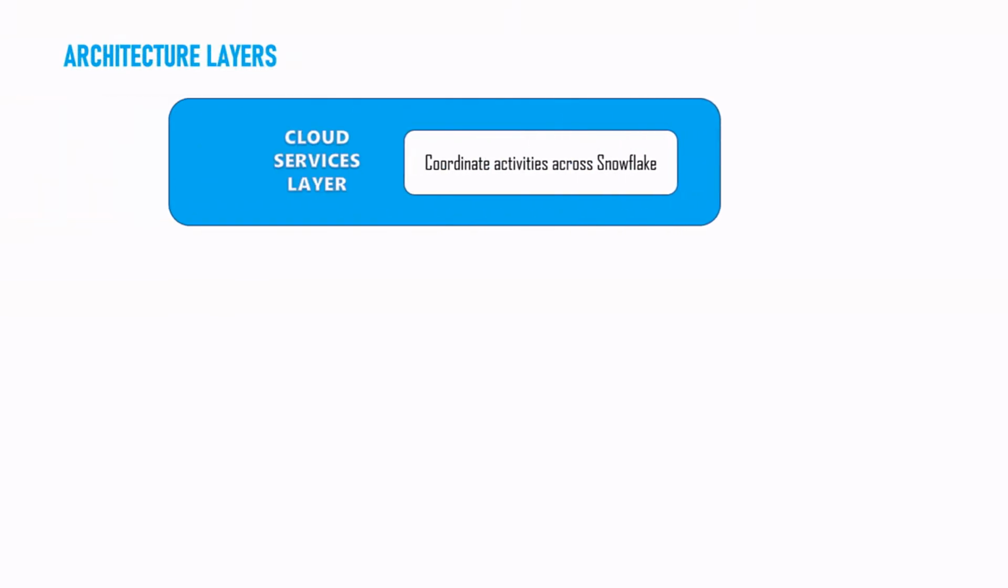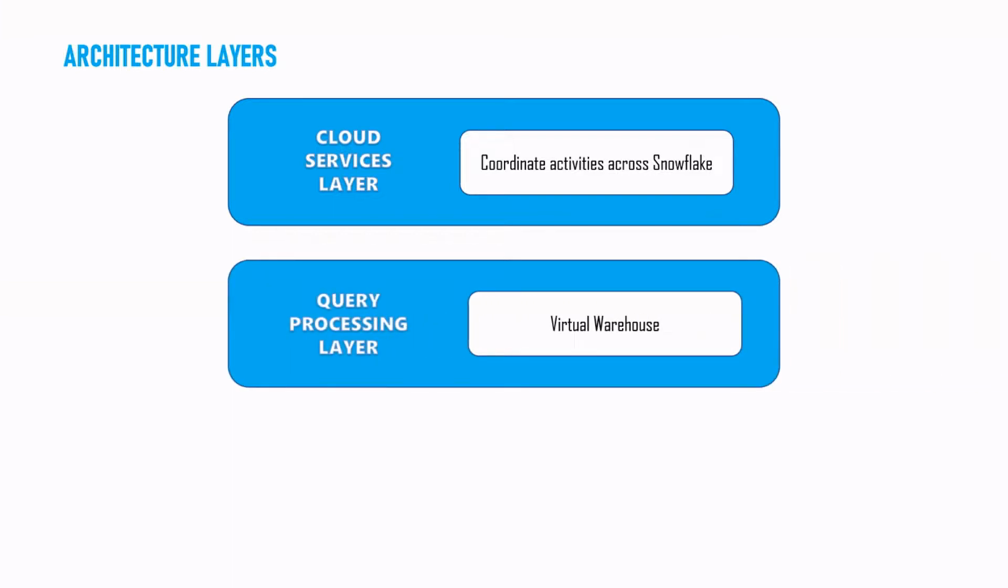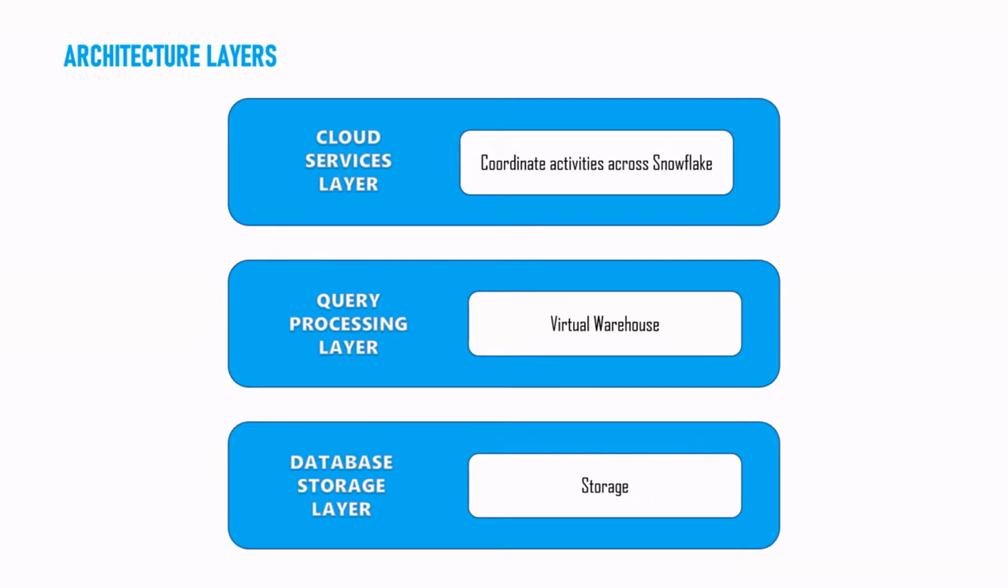Snowflake has a three-layered architecture. The Cloud Services layer: this layer is responsible for coordinating activities across Snowflake. The Query Processing layer: this contains the virtual warehouse which provides the necessary compute power to process the queries. The Database Storage layer: as the name implies, this layer contains the necessary storage to store data. All these layers are loosely coupled, which makes each layer act independently.